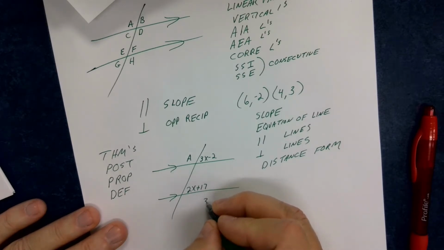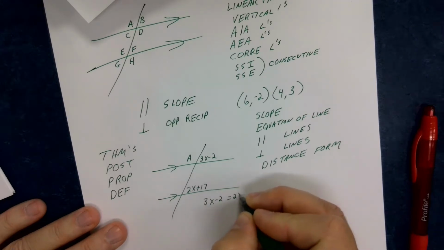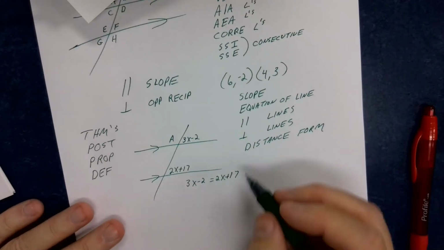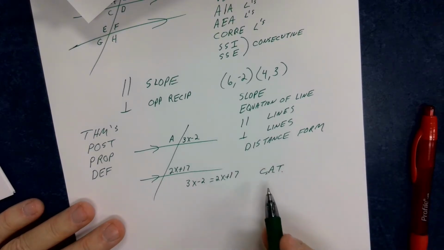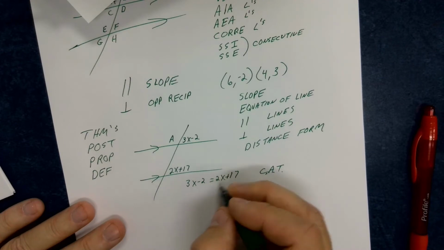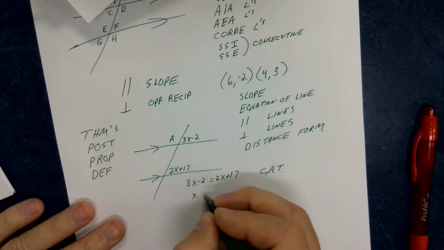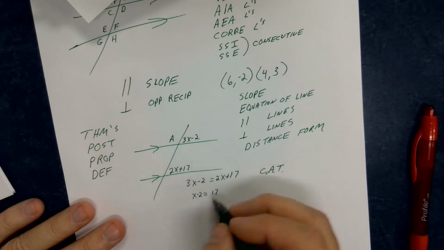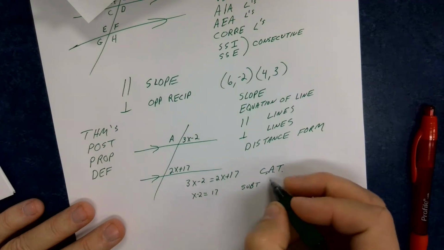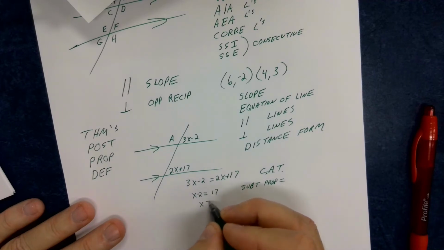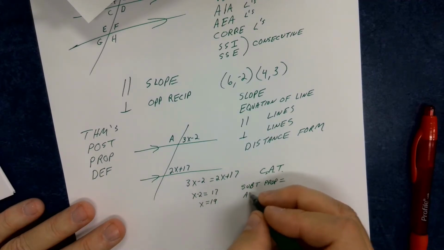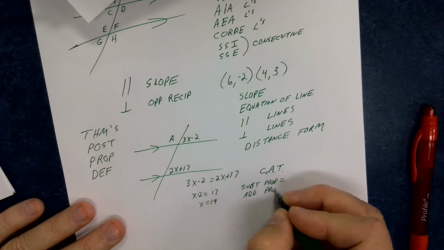And then you would be able to write 3x minus 2 equals 2x plus 17. And you're like, well, why are you able to write that? Well, that's the corresponding angles theorem. And then you're able to do this. You move the 2x to the other side, and you get x minus 2 equals 17. And that would be subtraction property of equality. That says you can do that. Then we're going to add 2 to the other side, x equals 19, and that's addition property of equality.